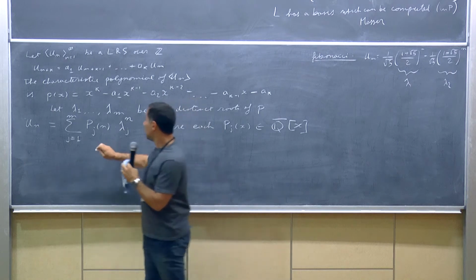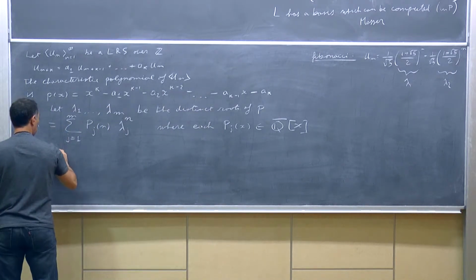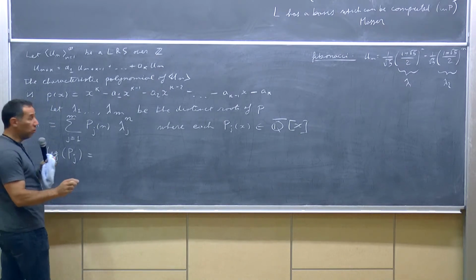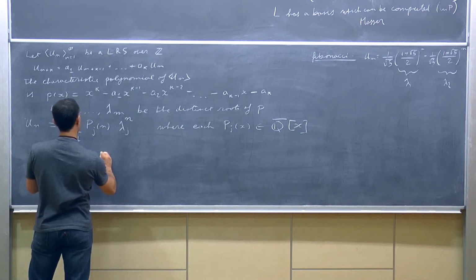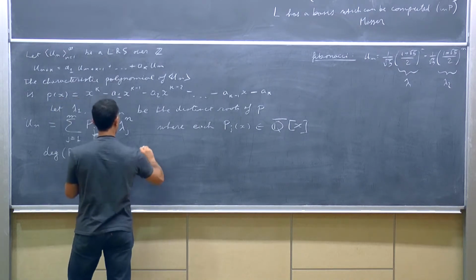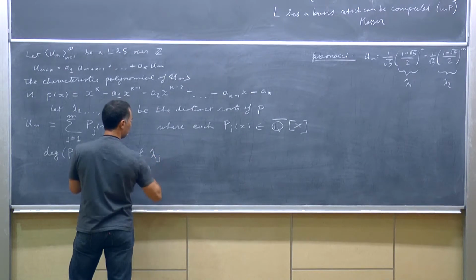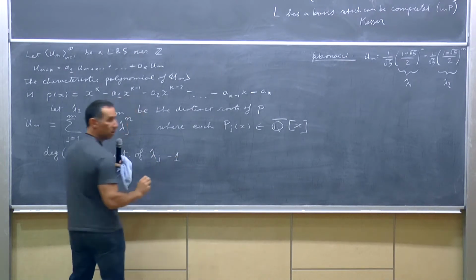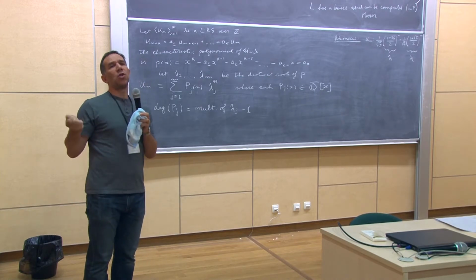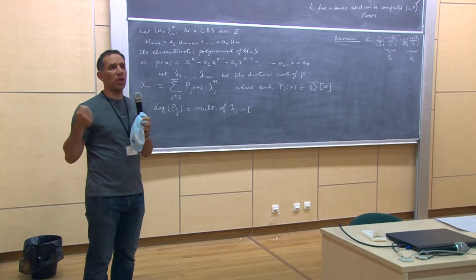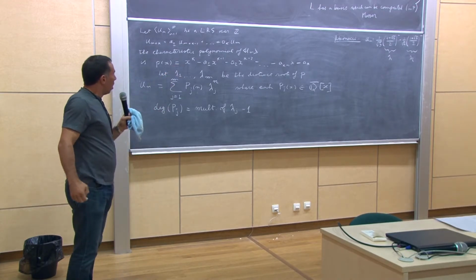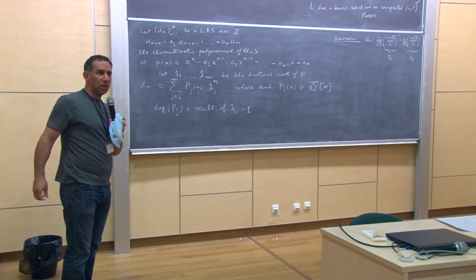In fact, the degree of the polynomial p_j will be equal to the multiplicity of the corresponding characteristic root lambda_j minus 1. Okay? So if lambda_j is a simple root, the degree of the corresponding polynomial p_j is 0. In other words, p_j is just a constant. So this is the case of Fibonacci. Okay, does this make sense?